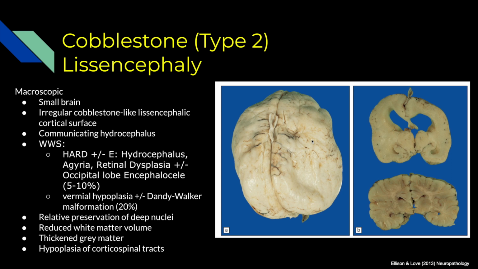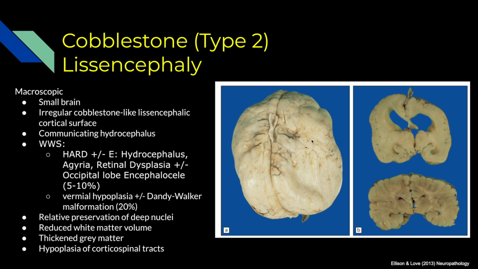One of the nice mnemonic ways to remember Walker-Warburg syndrome is this HARD E syndrome, where you have hydrocephalus, agyria, retinal dysplasias, occipital lobe, and cephaloceles in 5 to 10% of cases, and that's why it's plus or minus E. You can also have vermian hypoplasia and Dandy-Walker malformations in 20% of cases.